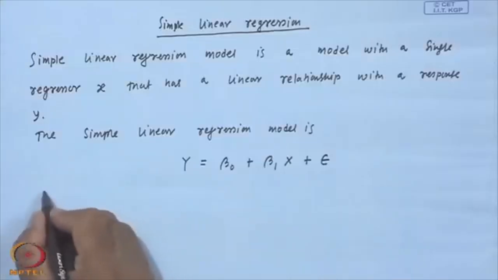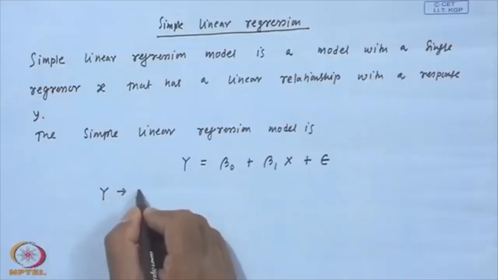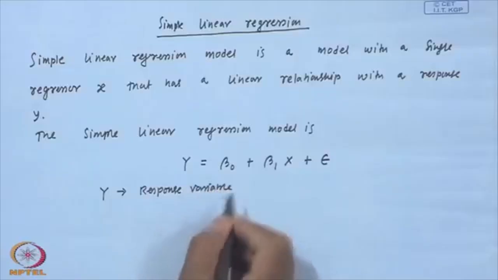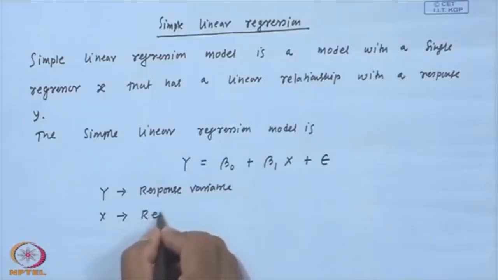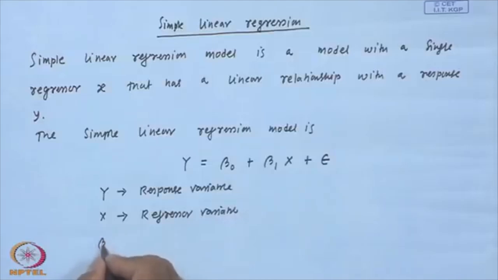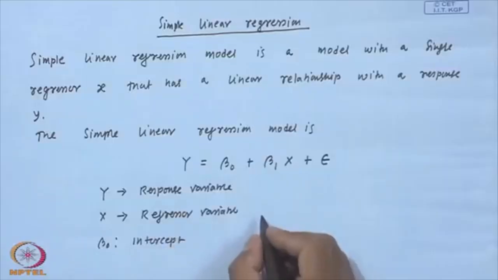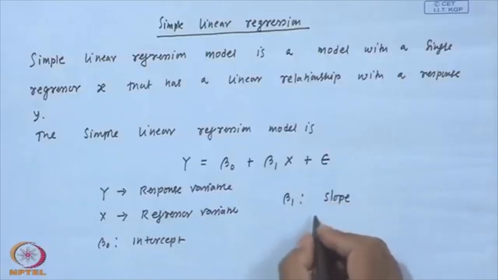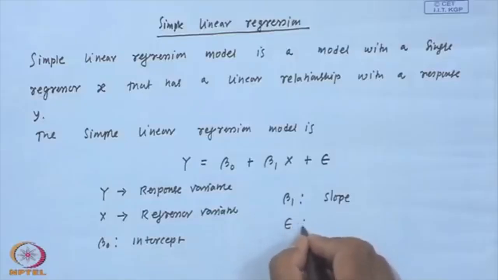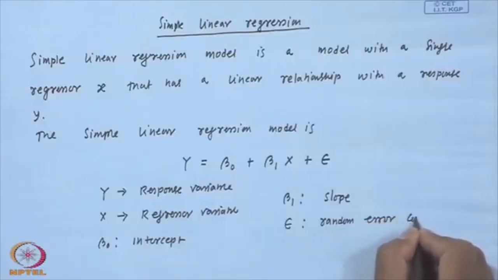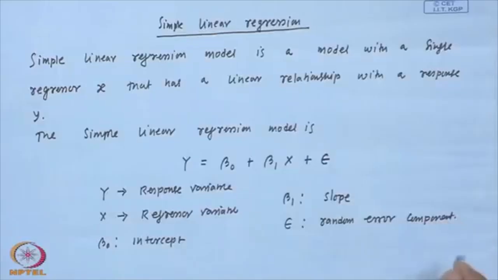Here, y is the response variable, x is the regressor variable, beta naught is called the intercept, beta 1 is called the slope, and epsilon is a random error component.